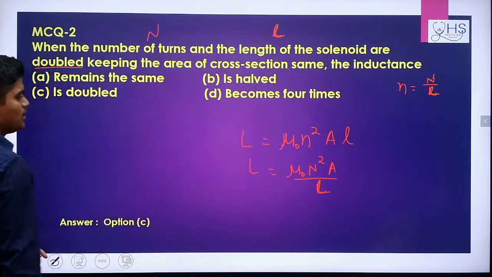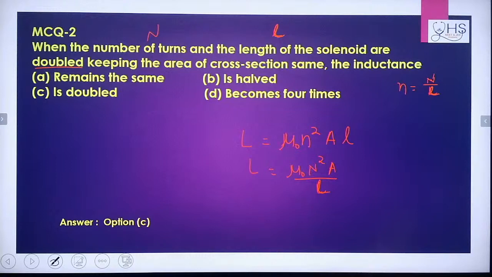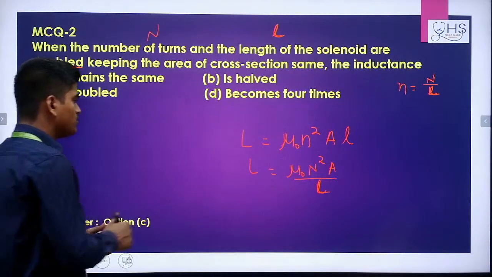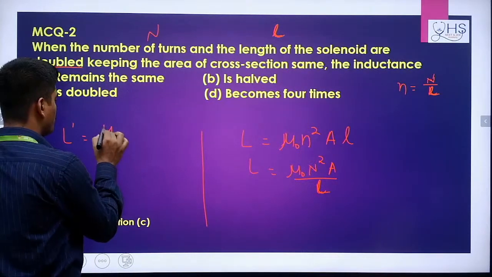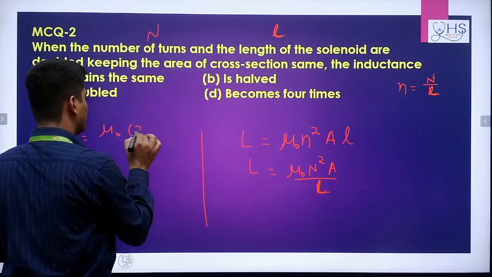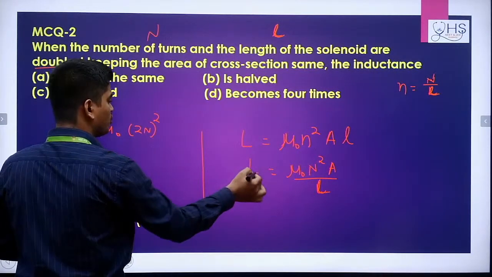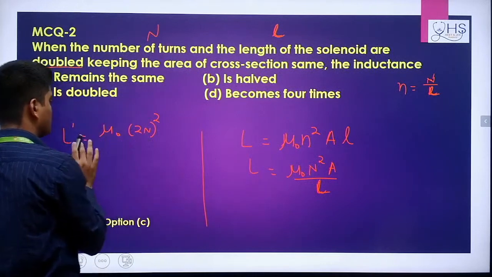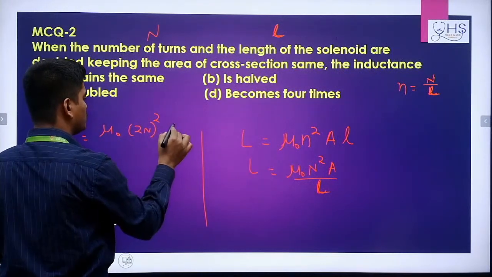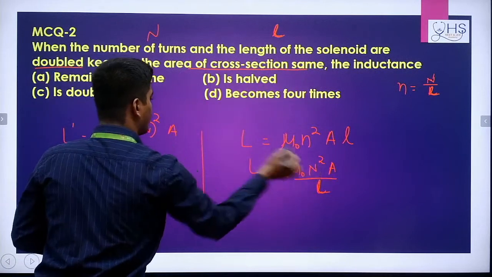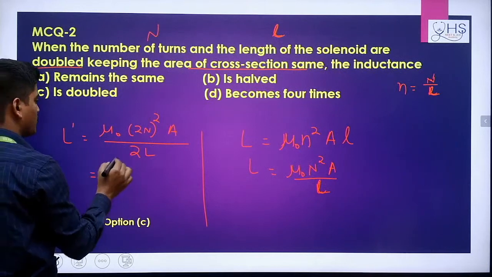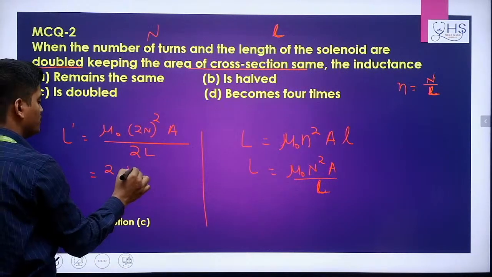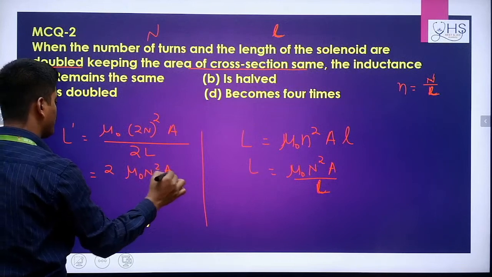Now listen. What are they telling here? If the number of turns and length both are doubled, then what will happen? Let me write this as L prime. The number of turns is doubled, so it will become 2n. This is the original initial self inductance, and this is the final self inductance if n is doubled. Area is the same, no changes, and length is 2l. Now check here: 2 square is 4, 4 by 2 is 2, so 2 into mu naught n square A by L.